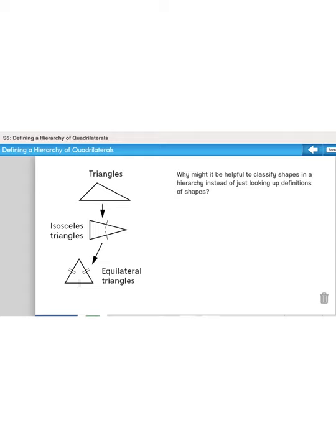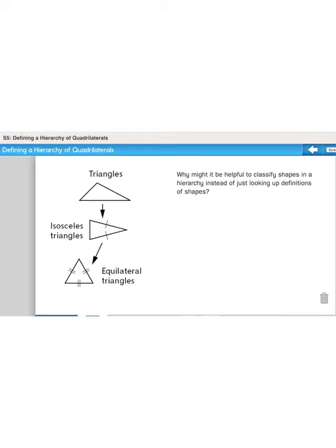Then some, but not all, of the isosceles triangles moved to the equilateral triangle subcategory because they had another attribute. All three sides were equal in length. This is a basic principle of hierarchies. The most general category is at the top. Some, but not all, items in the general category can be moved lower into more specific subcategories if they have certain attributes or properties.